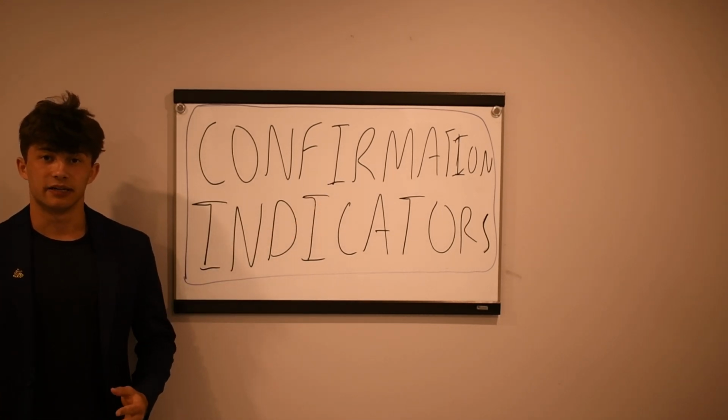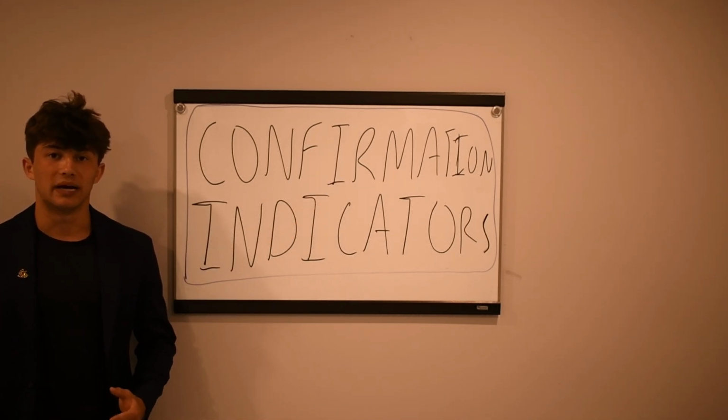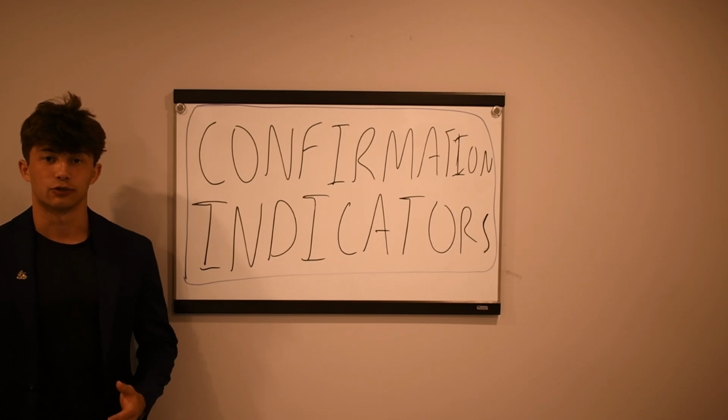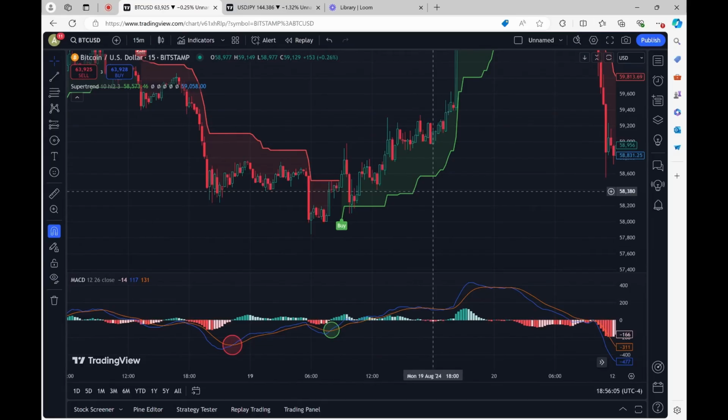Lastly, we have confirmation indicators, which don't actually tell you anything new about the asset, but you can add them to your chart as a final requirement to meet before entering your trade to maximize your win rate and avoid entering losing trades. So now we have our first confirmation indicator, which is called super trend.